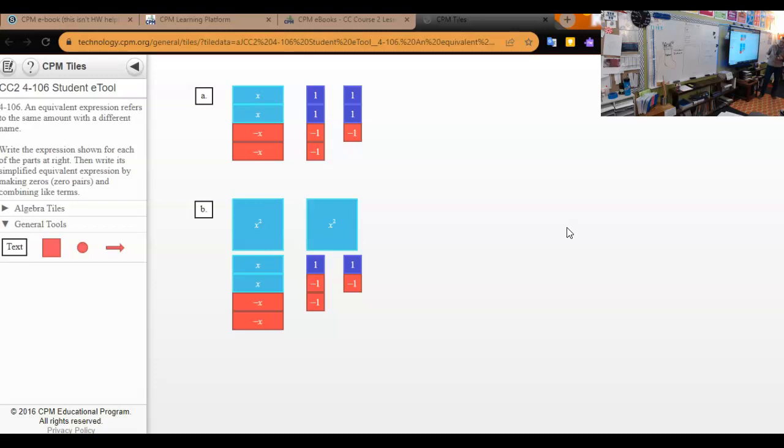Help me out with at least part of it. Okay, so the x's cancel out. What about the x squareds? Yeah, nothing happens with them, so how many do we have? 2x squared.